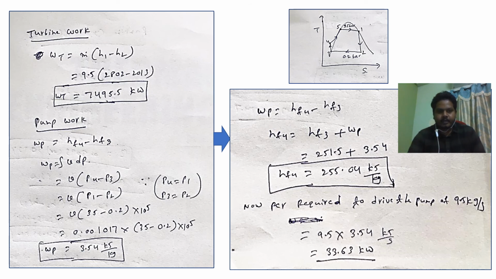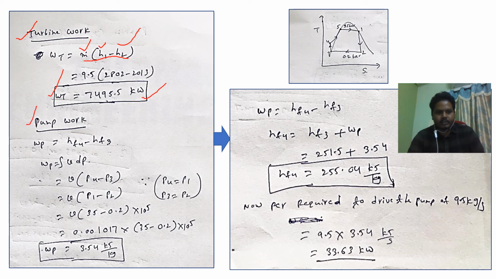Now we can find the turbine work. Turbine work equals m dot into (h1 minus h2). The h1 value we have taken from the steam table, the h2 value we just calculated, and the m dot value they have given in the problem, that is 9.5. Once you substitute all the values, we can find the work done by the turbine equals 7495.5 kilowatts.